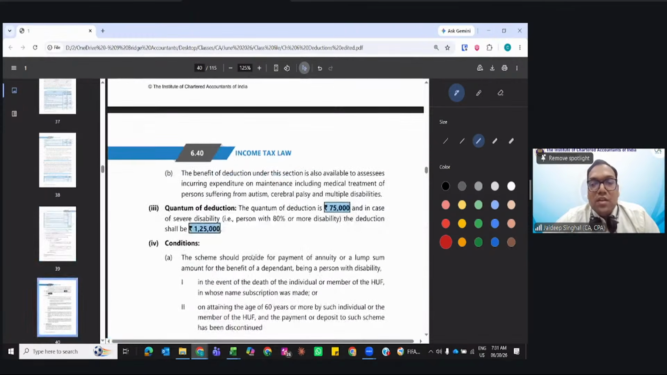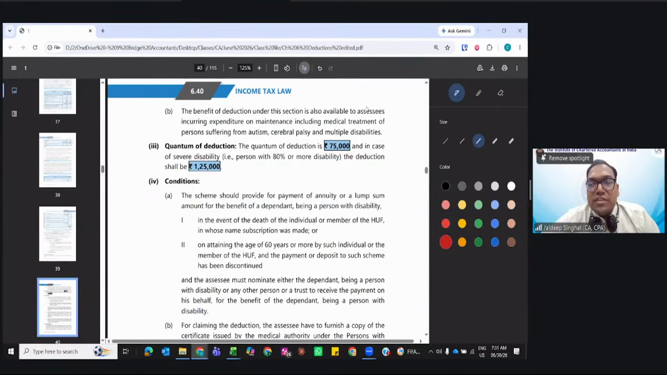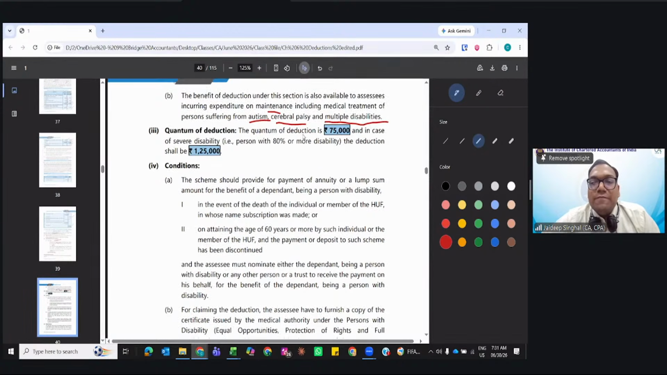Next. The benefit of deduction under this section is also available to an assessee incurring expenditure on medical treatment of a person suffering from autism, cerebral palsy, and multiple disabilities. There is a flat deduction. There is no maximum limit. The quantum of deduction is 75,000, or in case of severe disability, 80% or more disability, it is 1,25,000.